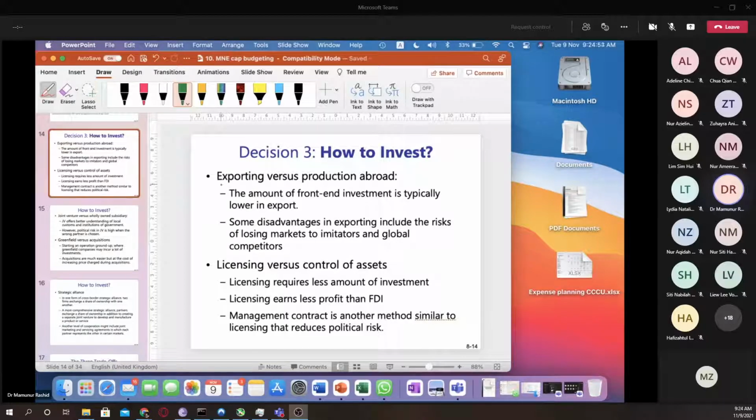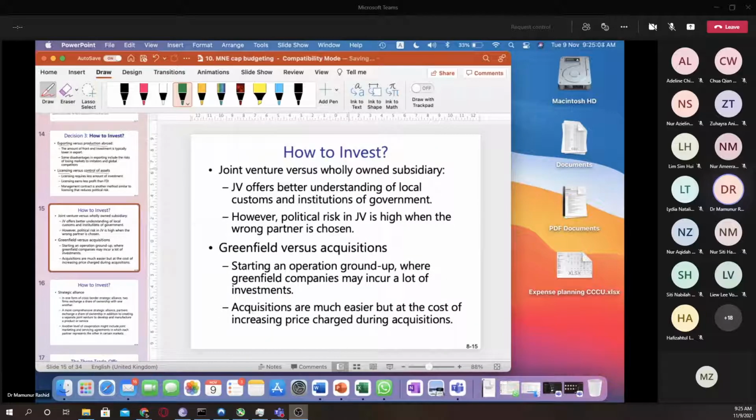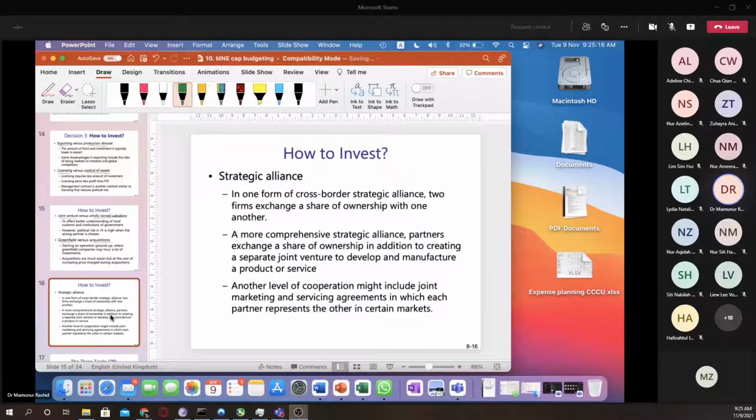You may want to do exporting, or you want to do production abroad. You may want to do licensing versus control of asset. How to invest: you may want to do a joint venture versus a fully owned subsidiary, or you may want to do a greenfield new investment versus an acquisition, purchasing an existing business. You may also go for a strategic alliance with another company.